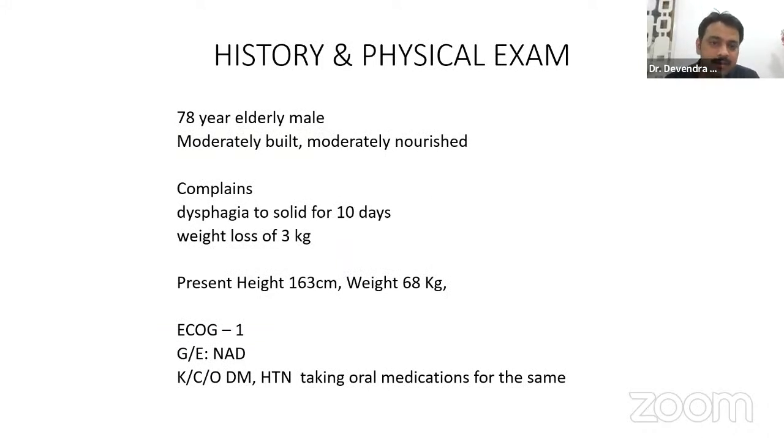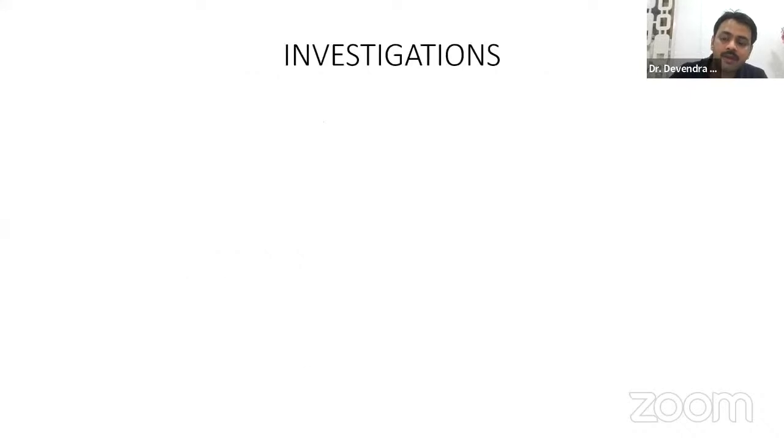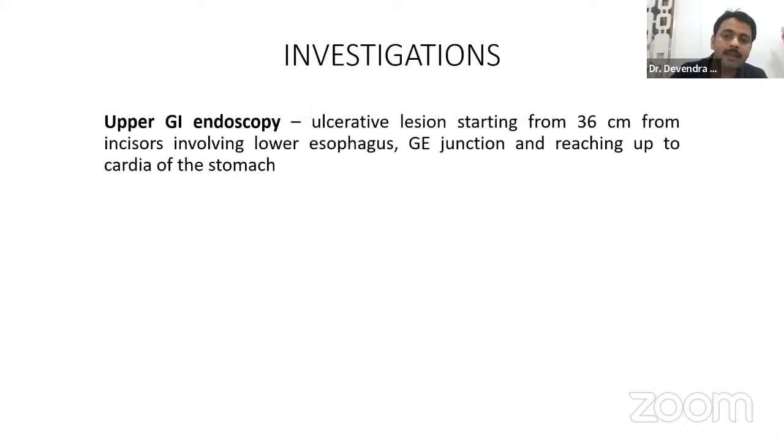A 78-year-old elderly male, moderately ill, moderately nourished, complaint of dysphagia for 10 days and weight loss of 3 kg. Performance status good, ECOG 1, general examination NAD. On investigation, this is the upper GI endoscopy finding.